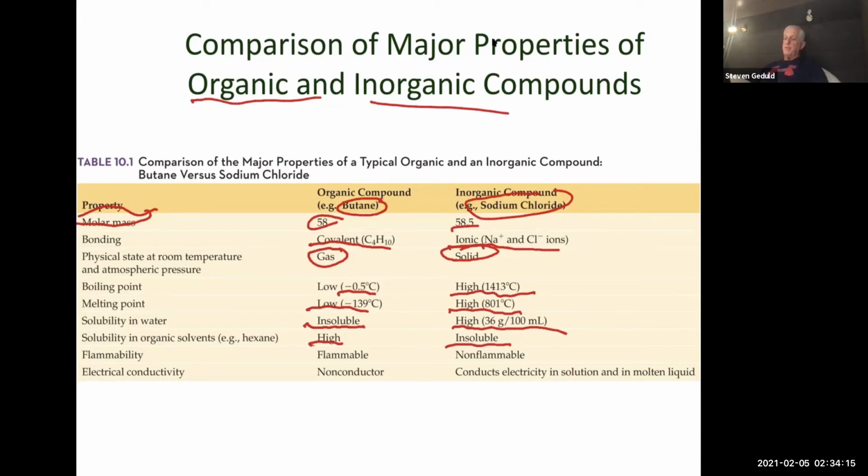Flammability: organic compounds are very flammable. Gasoline, octane is a fuel. Kerosene is a fuel. Methane gas, butane, lighter fluids, propane. Those are all organic compounds. Those all explode when you light them. They're very flammable. Inorganic compounds are not flammable. Salt doesn't catch fire. You can melt it. It may make a mess, but it doesn't catch fire. It's not flammable.